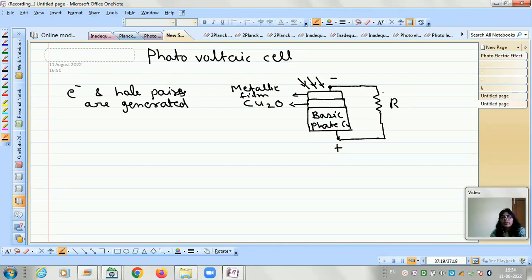So here no potential difference is applied, but potential is produced in the cell because of the incidence of the light. So this is also the concept of the solar cell, and this is known as the photovoltaic cell. So current may be drawn from the external circuit. Now the third is the photoemissive cell.